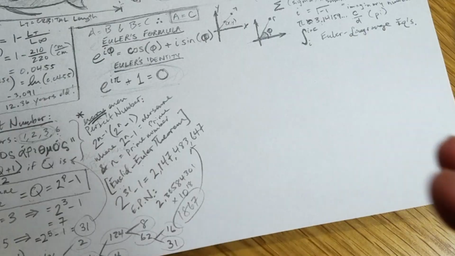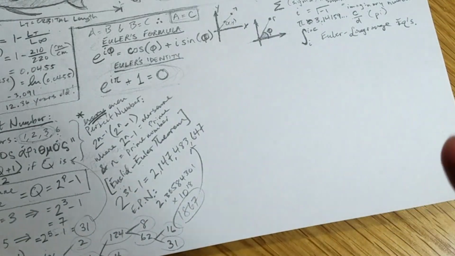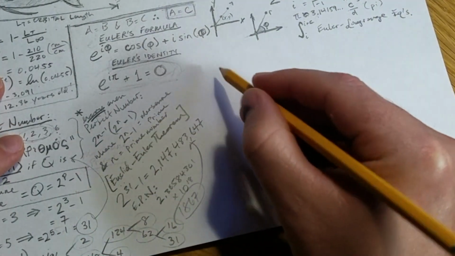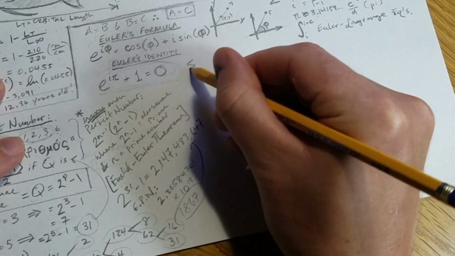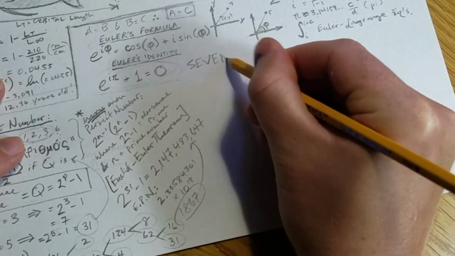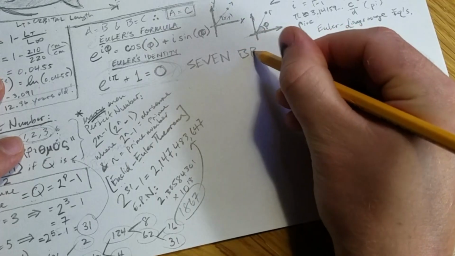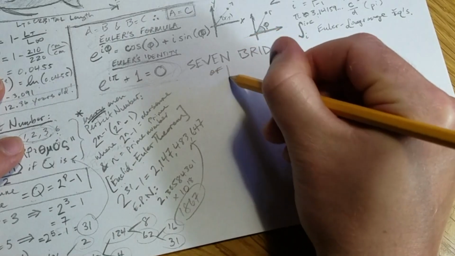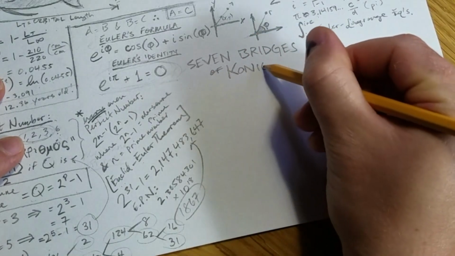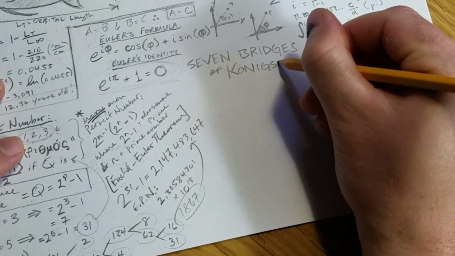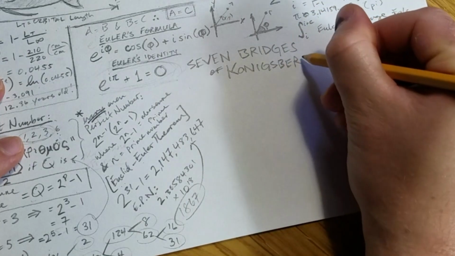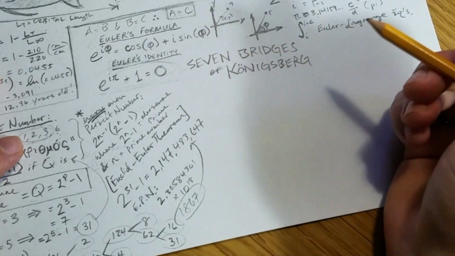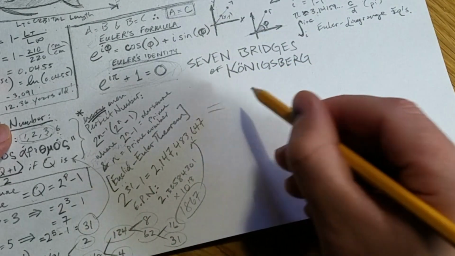In 1735, he presented the solution to the problem of, if we have a river with an island in the middle of it, with 7 total bridges connecting it, can you go over each bridge once and only once? So roughly it looks like this.